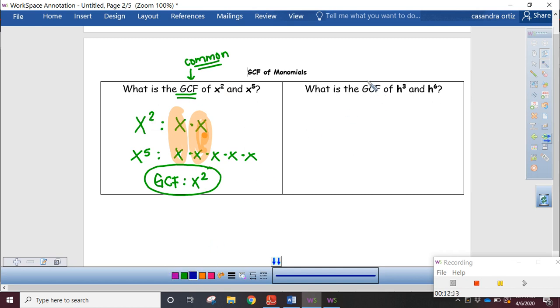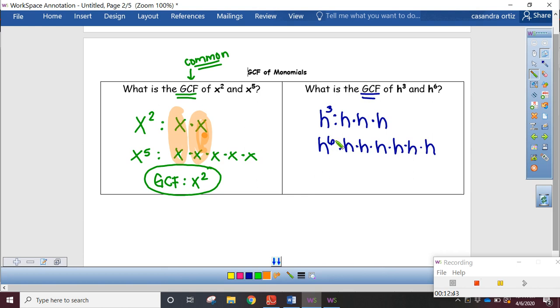So the next example is, what is the GCF of h to the power of 3 and h to the power of 6? So again, h to the power of 3 is the same thing as h times h times h. H to the power of 6 is the same thing as h times h times h times h times h times h. Okay, you have 6 h's. So you had 3 in the first one and 6 in the second one. Again, we want to see what these two monomials have in common. How many h's do they have in common? Well, they have 1, 2, 3.